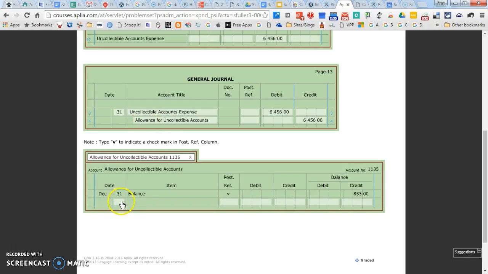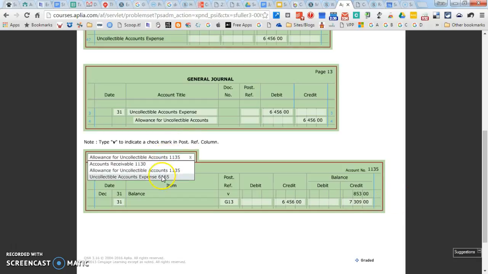So that's right here. My date is the 31st. My post reference will be G13 because I'm in General Journal, page 13. So G13. And this is a credit. So I'm going to go over to the credit, $6,456. I will still have a credit balance, so I will add those since they are the same. So $7,309.